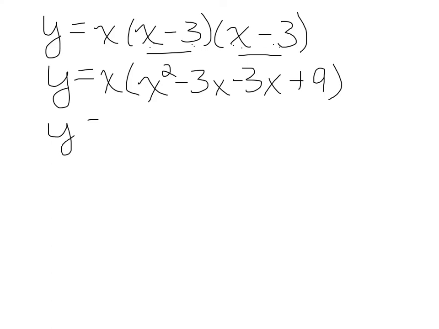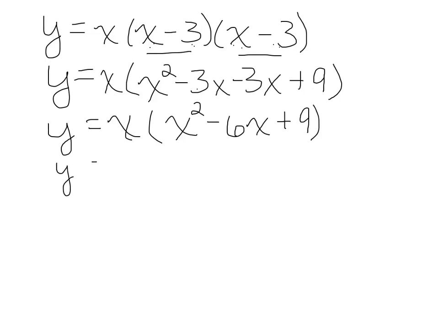Now after you've done that, you want to go ahead and combine like terms before you multiply your third one in, because then you'll have fewer terms and it'll be less of a mess. So -3x plus a -3x is a -6x.